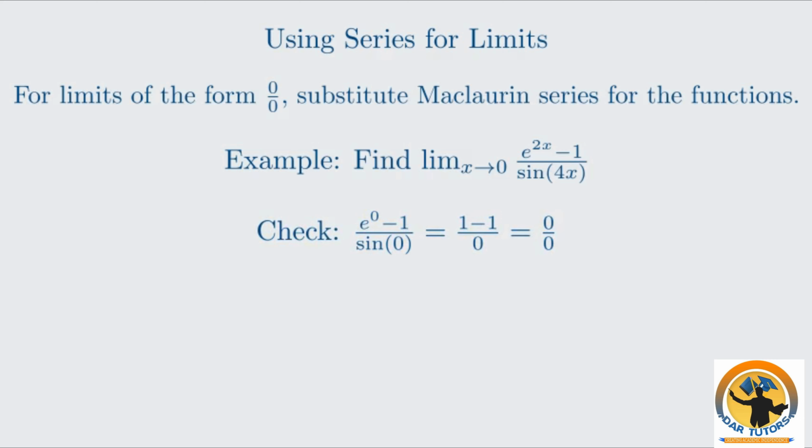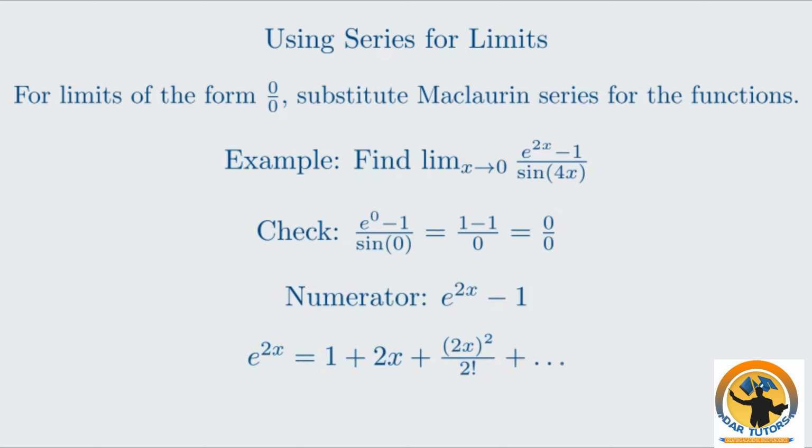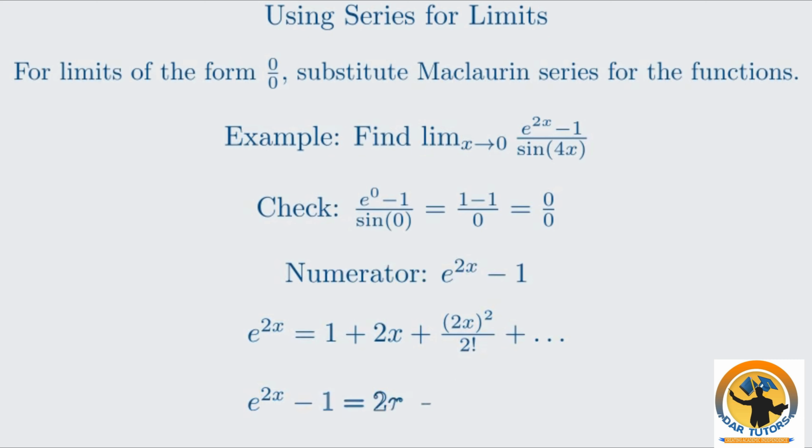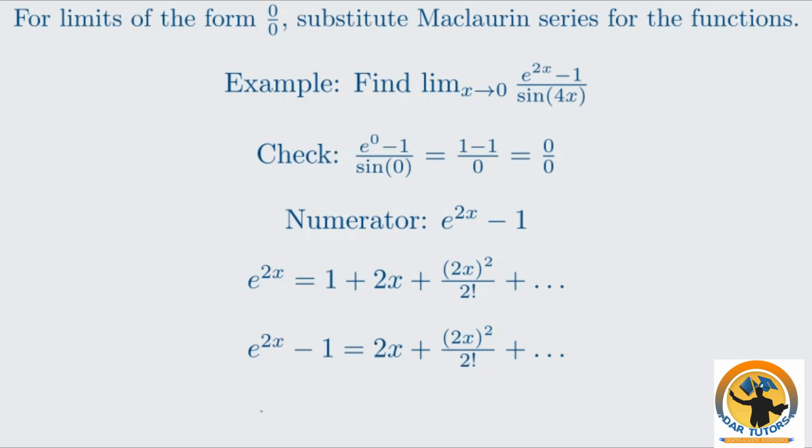Now let's substitute the Maclaurin series for the numerator and the denominator. For the numerator e to the 2x minus 1, we use the series for e to the u with u equals 2x. This gives us 1 plus 2x plus (2x) squared over 2 factorial, and so on, minus 1. The 1's cancel out, leaving us with 2x plus 2x squared plus higher order terms.